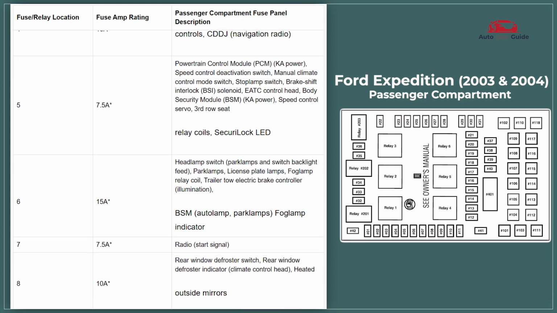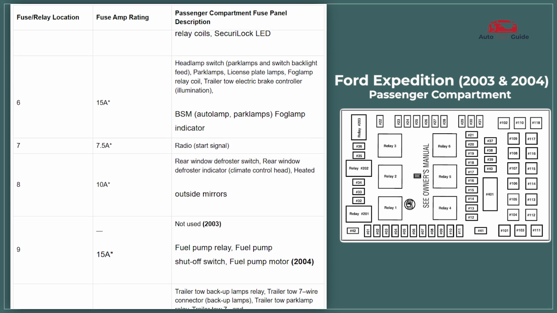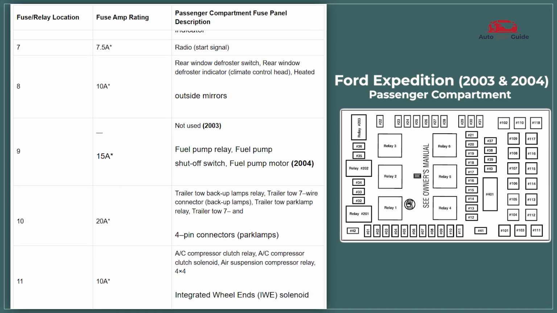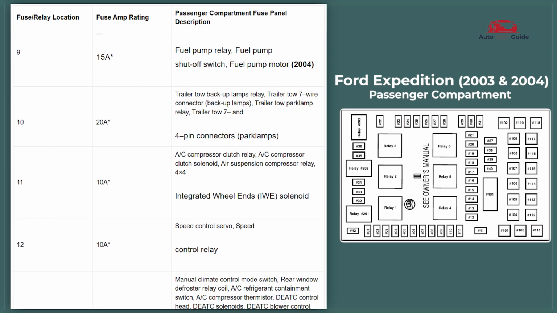It contains fuses and relays that manage circuits for driver assist systems and climate control. This box supports diagnostics by isolating faults in individual circuits. Proper fuse ratings are crucial to prevent electrical damage.